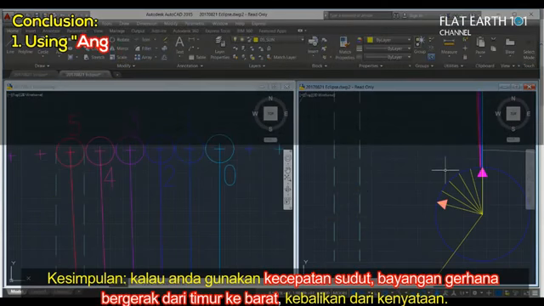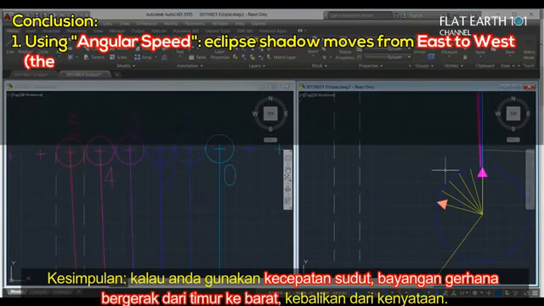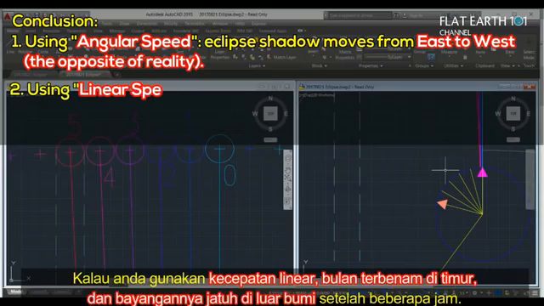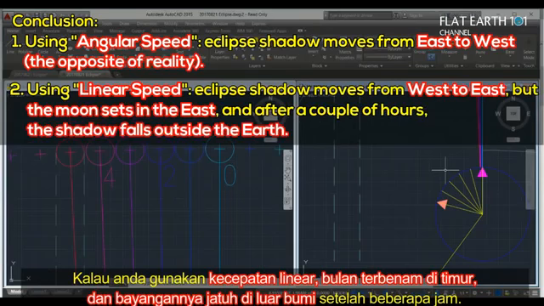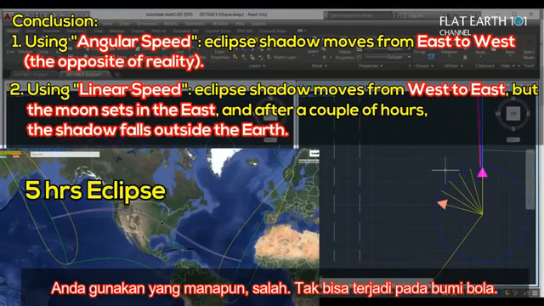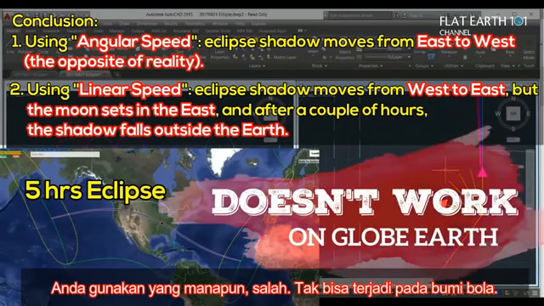If you use angular speed, eclipse shadow moves from east to west, the opposite of reality. If you're using linear speed, the moon sets in the east, and the shadow falls outside the Earth after a few hours. Any which way, they're wrong. It really doesn't work on the globe model.